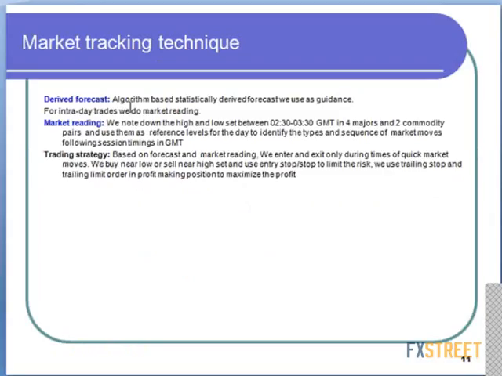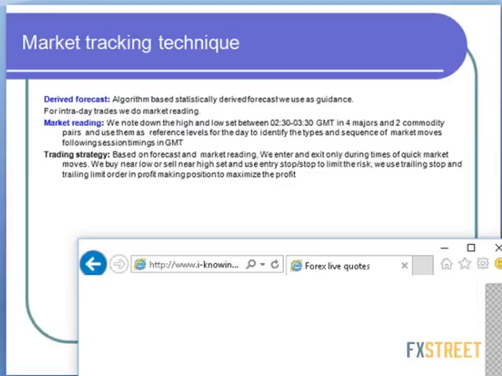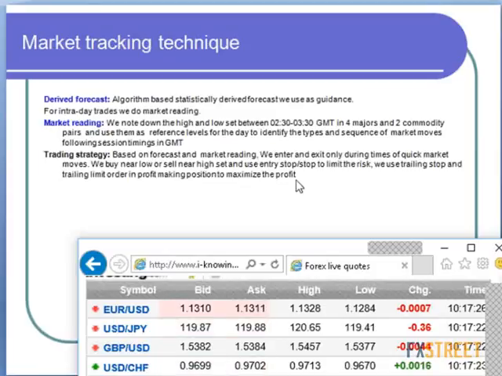So we require the derived forecast and also the market reading using the initial lows and the highs set around 3:30 GMT. And also we use the trading strategy to limit the risk and maximize the profit. And in the case of the US trading platforms, they don't offer the hedging facility.